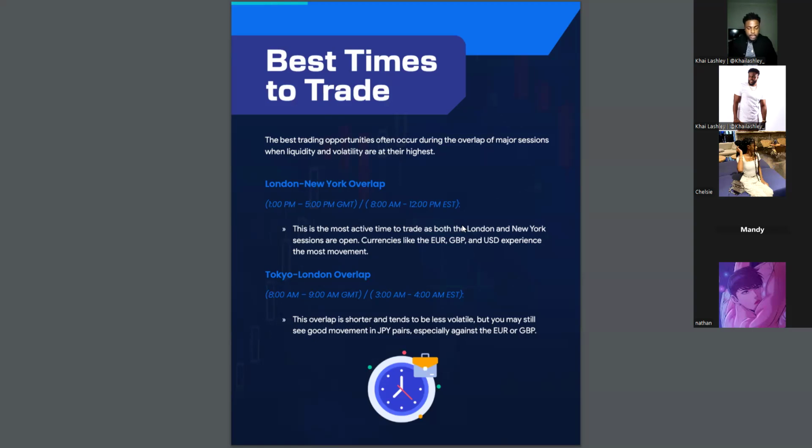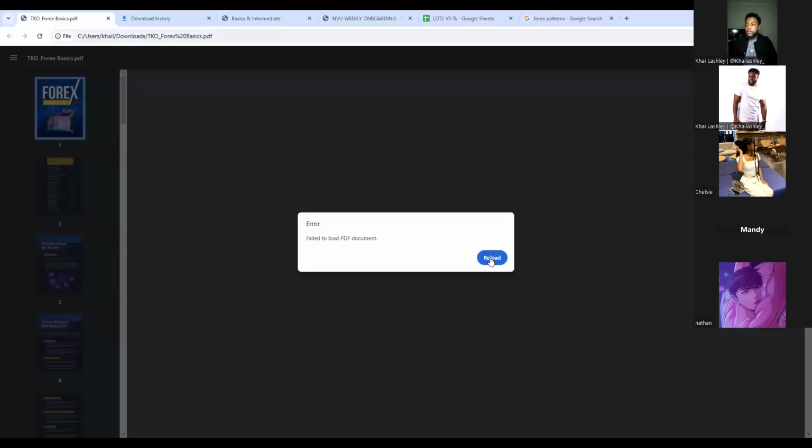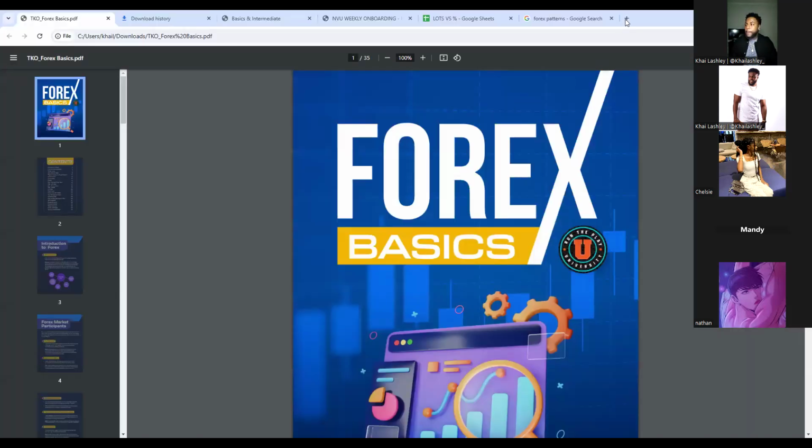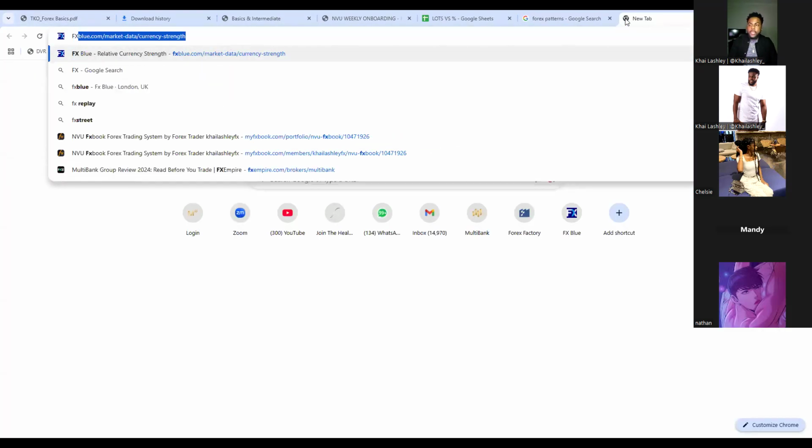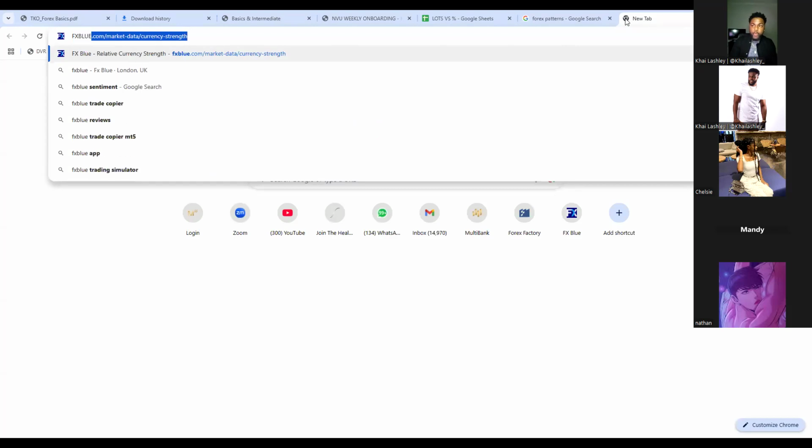I'm gonna give you a little, not a hack, but just some help. If you want to see what currencies are moving and have activity, or if they're strong or weak, you could go to this website. It's called FX Blue, fxblue.com, and go to market data, currency strength.